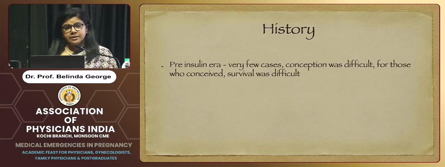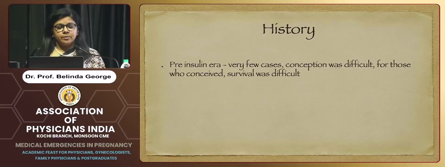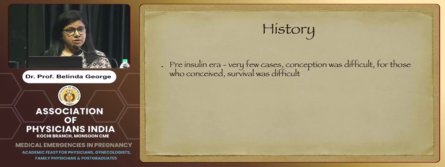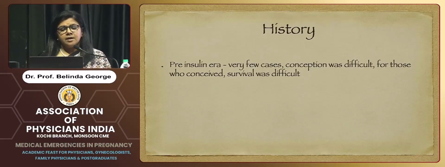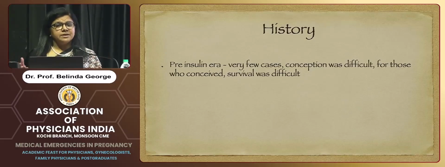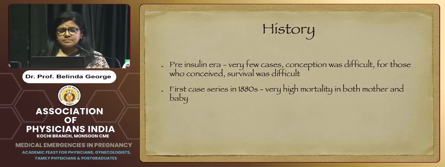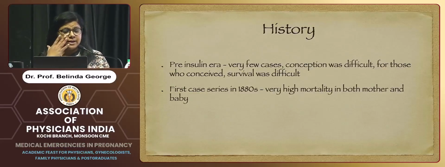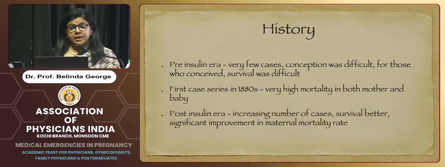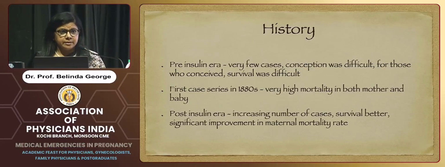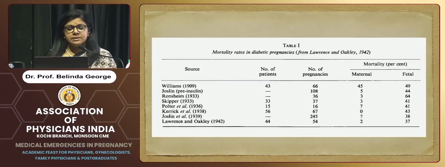A brief history. Before insulin was discovered, gestational diabetes documentation itself was very, very less because survival was difficult. It was hard for them to conceive to begin with, and if they conceived, survival was also difficult. The very first case series is somewhere in the 1880s, which had extremely high mortality both in mother and the baby. However, in the post-insulin era, as women with diabetes were also surviving, they were also able to conceive. So we started getting more data, and there was significant improvement in the maternal mortality rate.